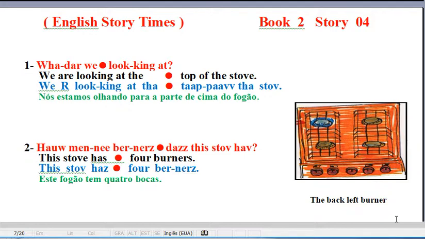Line 1. We are looking at the top of the stove. Question. What are we looking at? We're looking at the top of the stove.